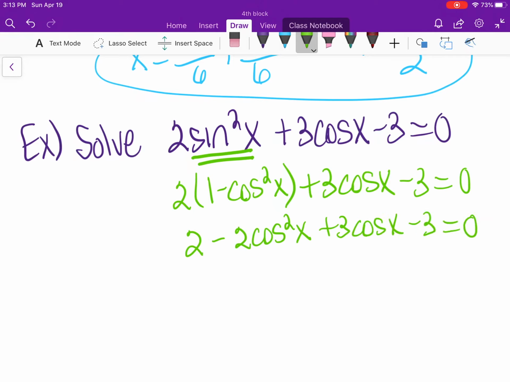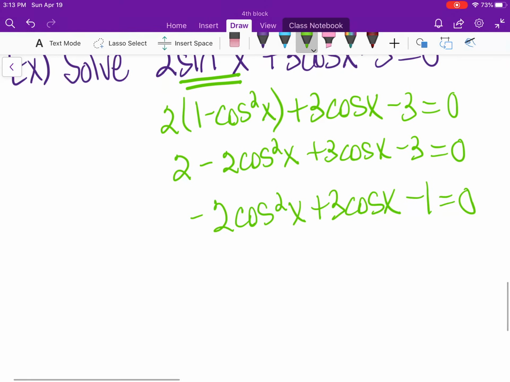Okay, and now I have a trinomial that's a quadratic. It's all in terms of cosine, so I should be able to factor. Now, I don't like to factor with a negative in front, so I'm going to multiply through by negative 1. That way I can have a positive in front of my cosine squared term. So that's just going to make the 3 cosine x negative and the 1 positive.